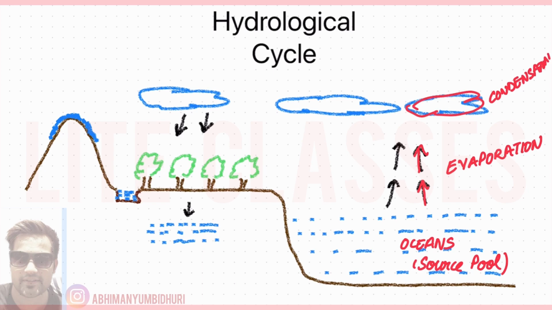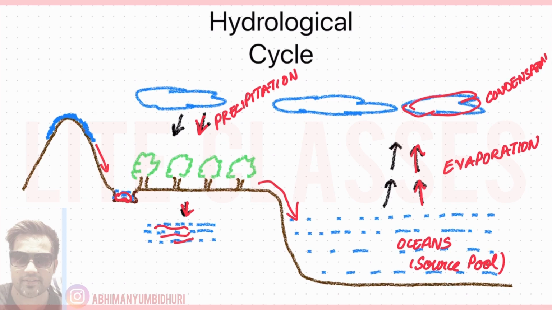The next component is precipitation. When the water droplets in clouds combine and become too heavy, they fall back to the Earth's surface as precipitation: rain, snow, sleet, or hail, depending on the temperature condition. The water that falls back to Earth flows in rivers, gathers in lakes, or sweeps into the ground, replenishing groundwater. Some of this water eventually makes its way back to the oceans, completing the cycle. This is how the hydrological cycle works.